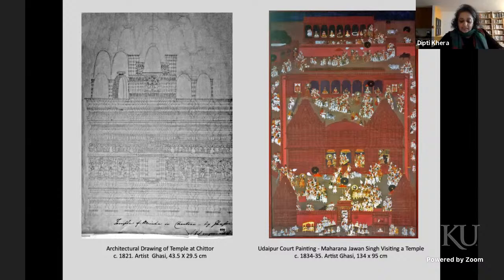Ghasi seems to draw both from within court painting traditions and from the visuality of these individually framed vertical drawings of temple elevations that he prepared for Tod. His picturing in this case seems like a complex translation that is mediating genre, style, conventions, architectural knowledge that gives us insights into his own travels and training.